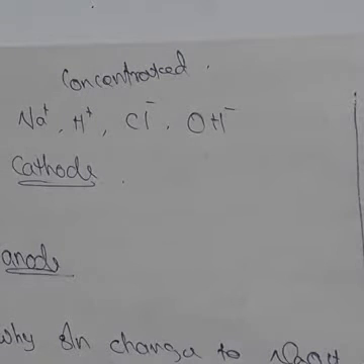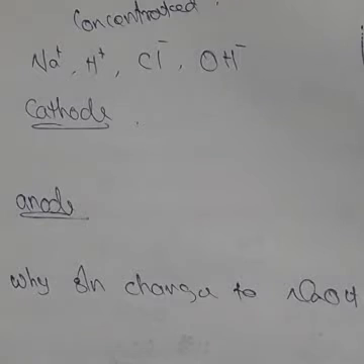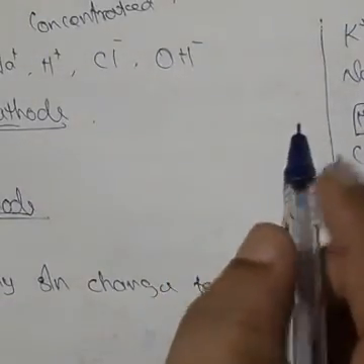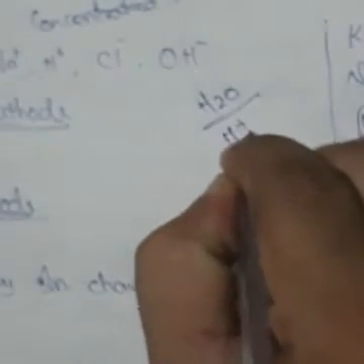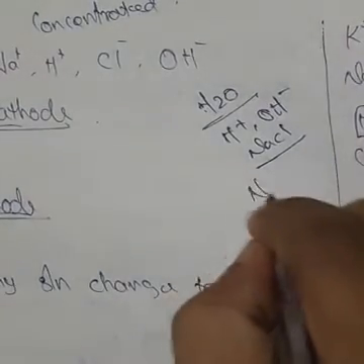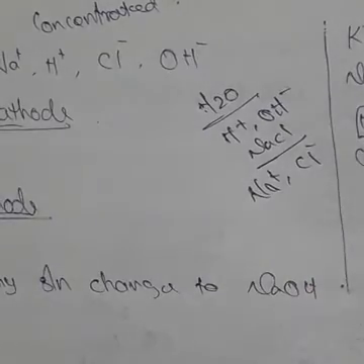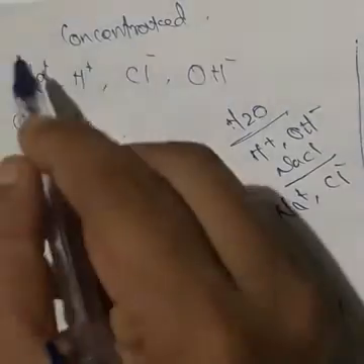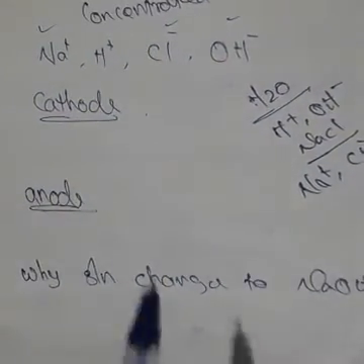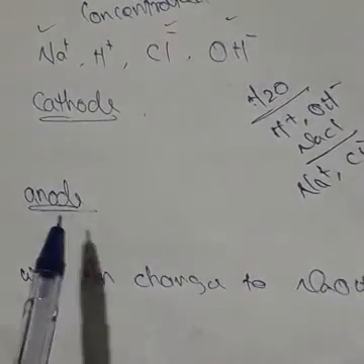So to answer this type of question, look here. It is saying concentrated. Concentrated sodium chloride means there is water, H2O. H2O produces H+ and OH-. Sodium chloride means NaCl, and NaCl produces Na+ and Cl- ions. So it is already given in the question: Na+, H+, Cl-, OH-. So we have to write just the reaction taking place at cathode and anode.